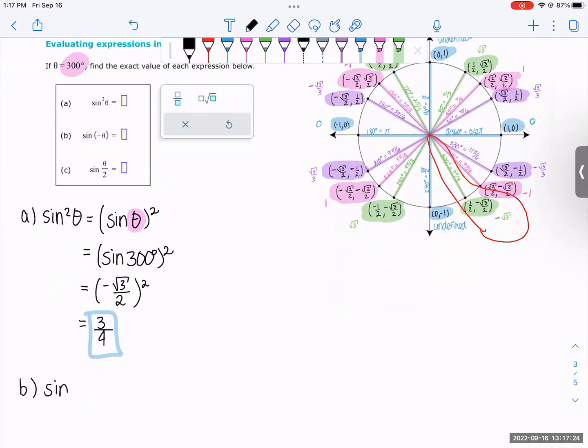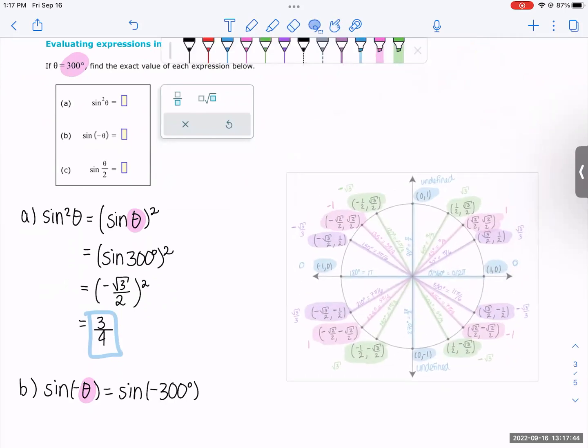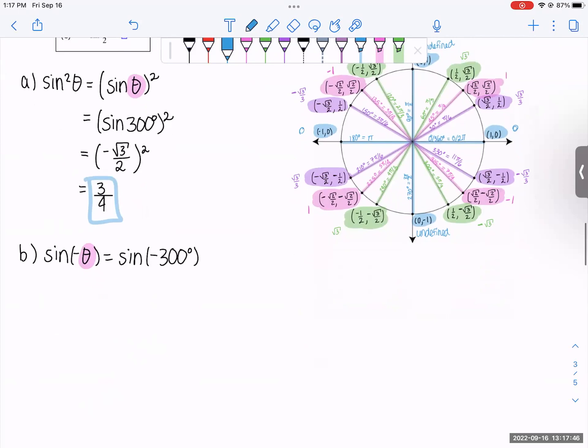B, sine of negative theta. So there's a few ways to go with this. First of all, we know theta was 300 degrees, right? So this is going to be sine of negative 300 degrees. Two ways to approach this. Let me see if I can erase that line and bring this image on down. Option 1 would be making a coterminal angle.